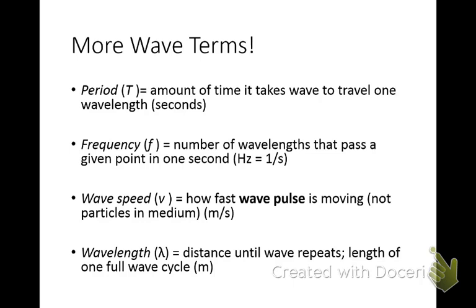A wave speed is just how fast the wave pulse is moving. This is in meters per second. And again, a wavelength is the distance until the wave repeats its motion. So compression to compression, rarefaction to rarefaction, crest to crest, trough to trough, all wavelengths measured in meters, or some flavor thereof.